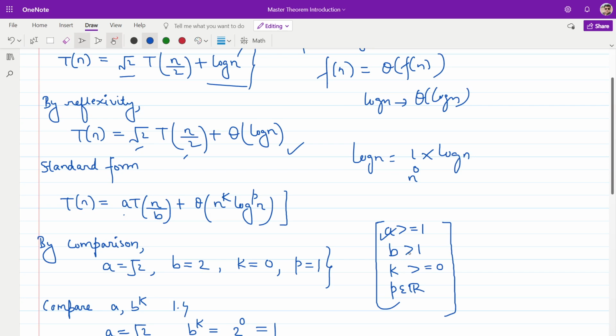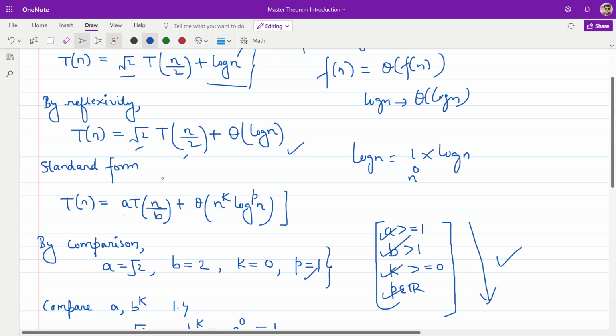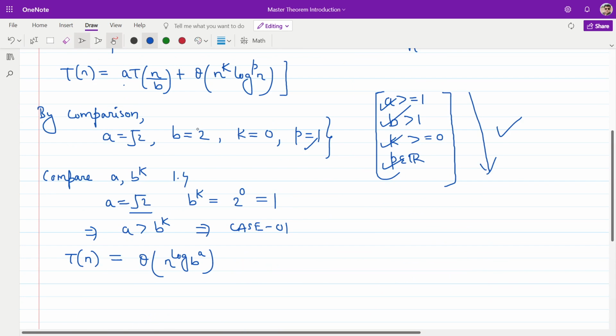Similarly, the value of b should be greater than 1. In our case, it is equal to 2, which means constraint 2 is also satisfied. Third constraint says that the value of k should be greater than or equal to 0. In our case, it is equal to 0, which means that constraint is also satisfied. In the fourth constraint, p should be a real number, which in our case is equal to 1. That means this constraint is also satisfied. So by this inspection, what we find out is that all these four constraints are obeyed by these values, and that is why our problem qualifies to be solved by using Master's theorem.